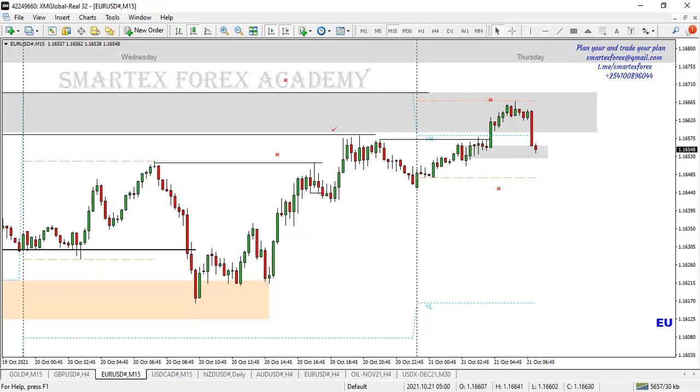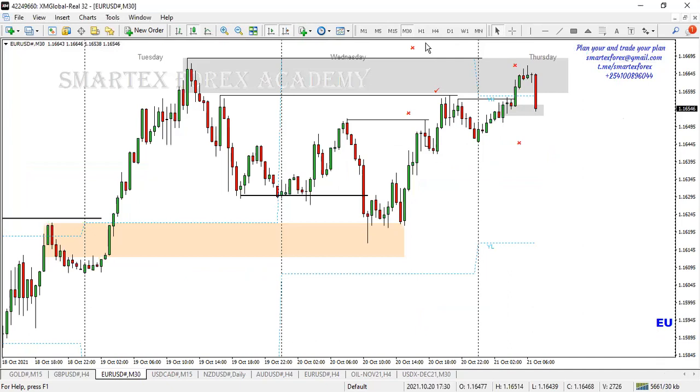So here is where I expect this kind of action. Maybe they start from here back into the OB. That's where I'm supposed to sell from if they get back to this point of interest. That's when I'll be able to sell. So that's when I'll be able to take a sell from that order block.